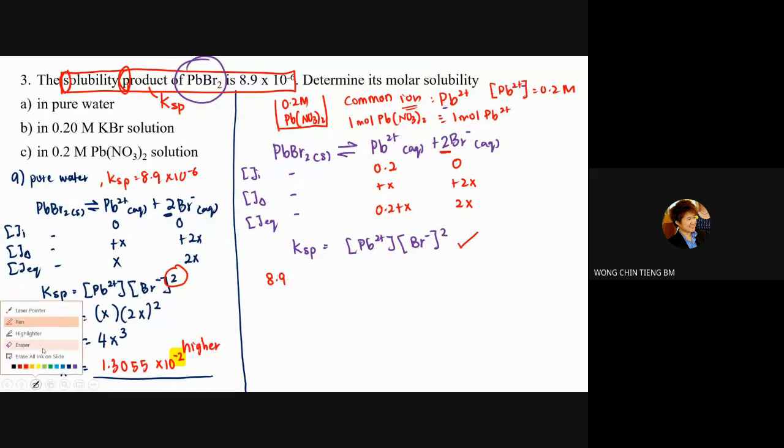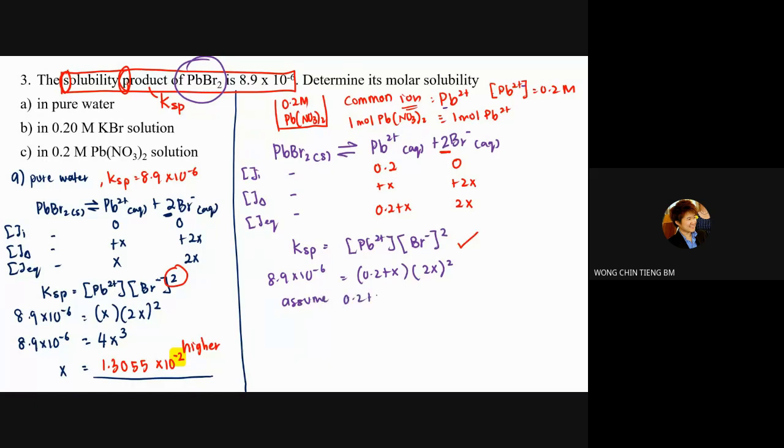Kenapa semua warna merah? Merahnya. Okay. So, 8.9 times 10 to the power of negative 6. Substitute in the value. Sekali lagi. Boleh buat assumption? Okay. So, kita akan assume, tak payah tulis panjang lah, objektif kan. Assume 0.2 plus x, 0.2. Dan saya yakin orang yang duduk kat depan mata saya ni tak tulis pun. Saya tulis lah sebab saya baik.